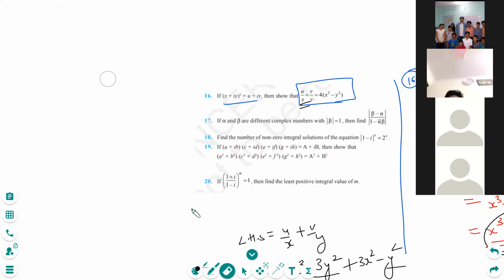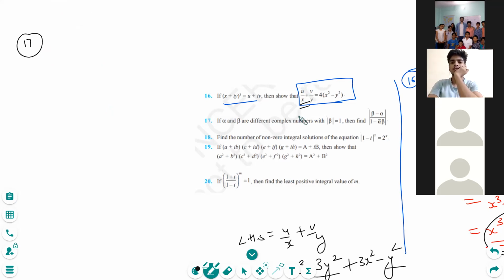Now let's go for 17th question. It is saying that we have alpha and beta different complex numbers. Okay, there is alpha and there is beta, which are different complex numbers. With modulus of beta is 1, find this. So modulus of beta is 1, so we need to find this.